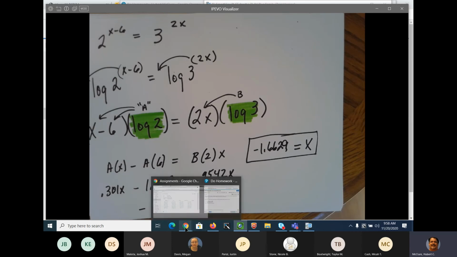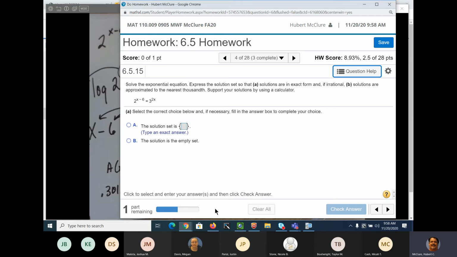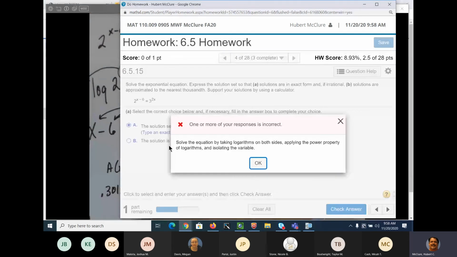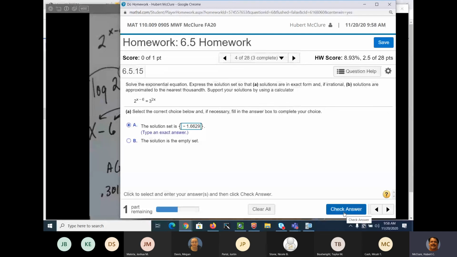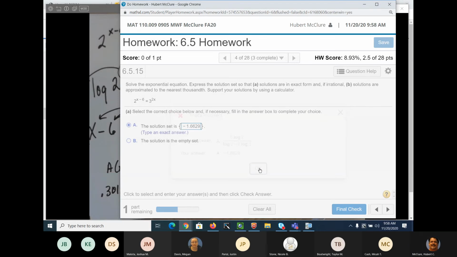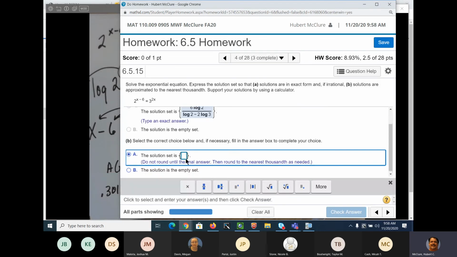And let's go to the question. And that's going to be negative 1.6629. They wanted an exact answer, so I don't know if they want the log or what. Let's see. They want 6 log of 2 divided by 6. Yeah. Okay, there it is. Negative 1.6629, which is 1.663.